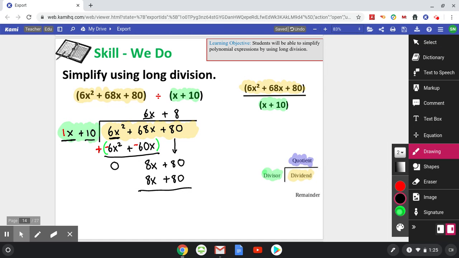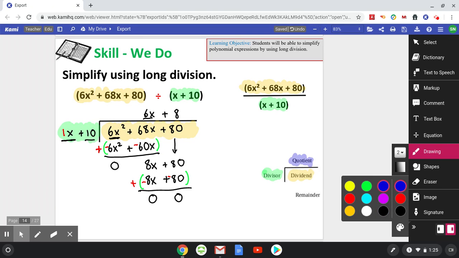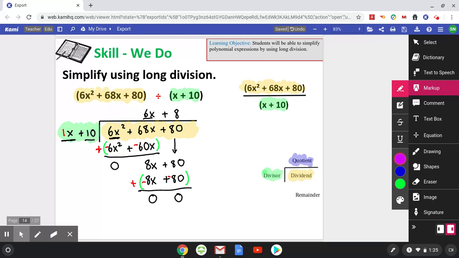I will be subtracting, so I will put the parentheses on the outside. And this is a negative. The numbers inside change sign. This becomes a plus, and I will be subtracting. 8x minus 8x is 0. 80 minus 80 is 0. And our answer would be the quotient. So this would be our answer.